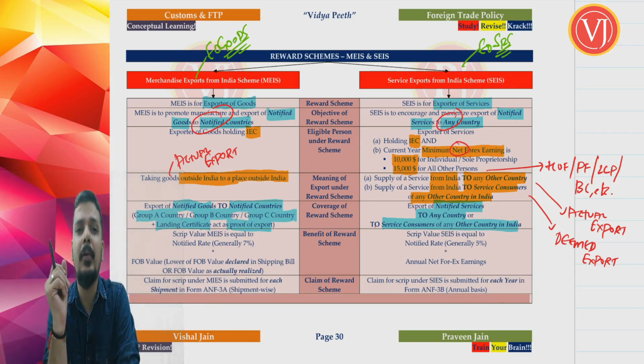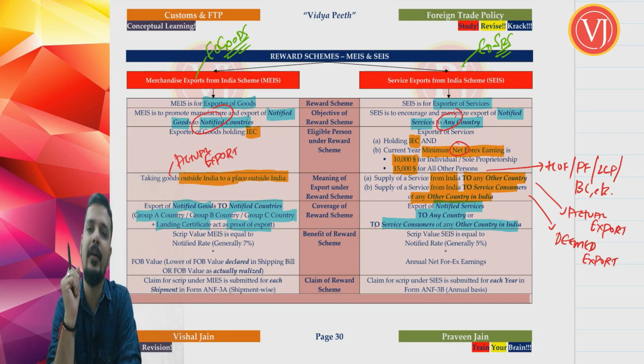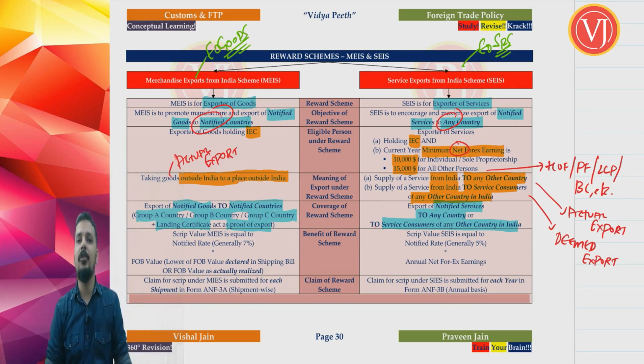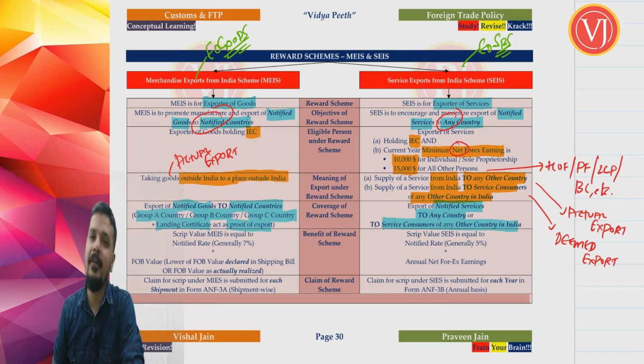And friends, what is the MEIS percentage script that you get? What is the incentive or the reward that you get? The percentage will be given in the question. It will differ from item to item and country to country, because you have Group A, Group B, Group C countries, and the percentage will be different for different items, and different for the same item. It will be different for Group A country, it will be different for Group B country, it will be different for Group C country. Now friends, you have to understand that normally that percentage is 7%.